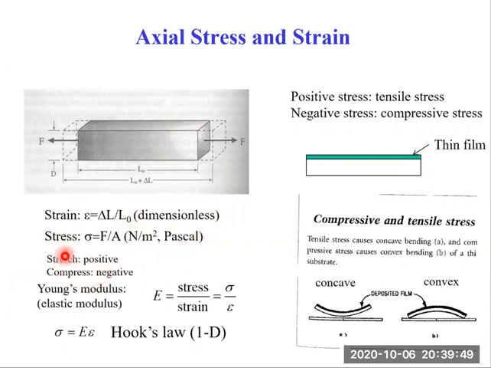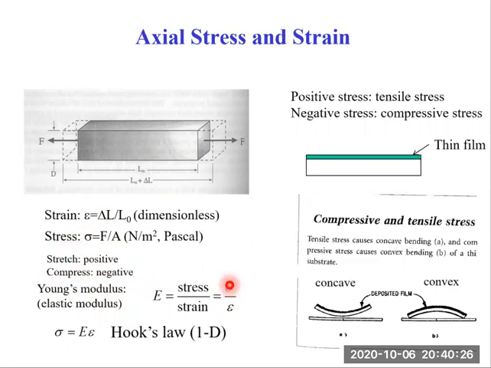If the beam is stretched, both strain and stress are positive, because delta L is positive. Positive strain and positive stress. If this beam is compressed, if it shrinks, then both strain and stress are negative. This is how we define the sign of stress and strain. Because when it's compressed, delta L is negative, so the strain will be negative, and stress will be negative as well.